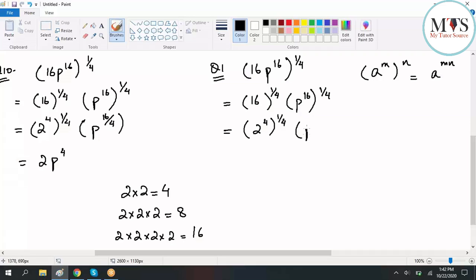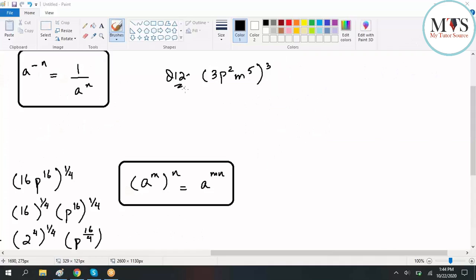In the second bracket, I multiply the powers, so 16 times 1/4. Now 4 times 1/4 is 1. 16 divided by 4 is 4. So 2p^4 is your answer. Okay, I get it now.